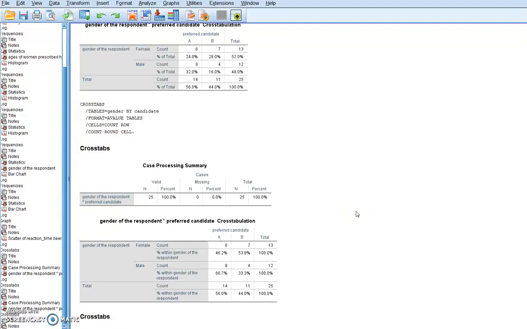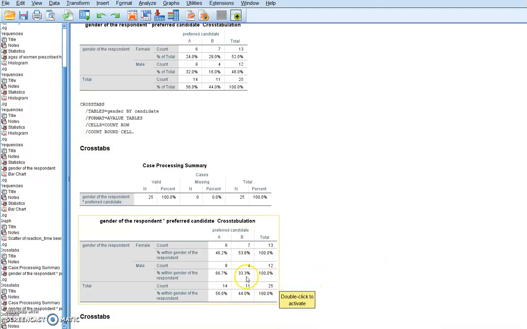Okay, so let's continue to take a look at this cross tabulation with 100% as the row percentage. So that means 100% of female being considered. 46.2% of the female would actually prefer A. 53.8% of the females would actually prefer B.